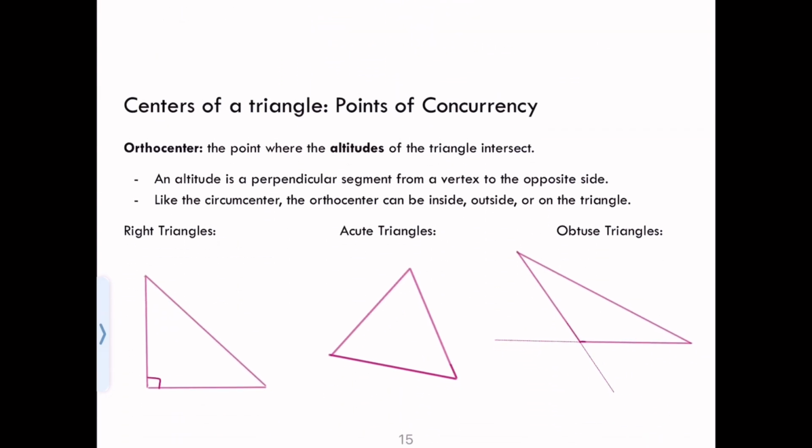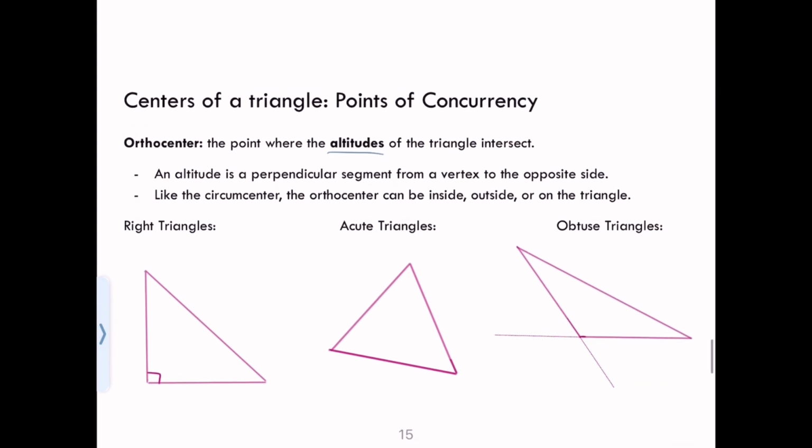The next center is the orthocenter, which is the point where the altitudes of the triangle intersect. The altitude is a perpendicular segment from a vertex to the opposite side. And like the circumcenter, the orthocenter can be inside, outside, or on the triangle. So let's just start off with this acute triangle. We start off at the vertex and we try to make this line perpendicular to the opposite side. And same for this vertex. Has to be perpendicular. So that is the orthocenter.